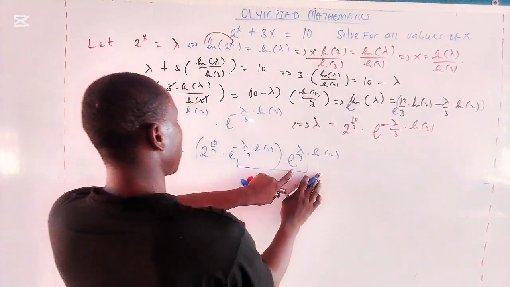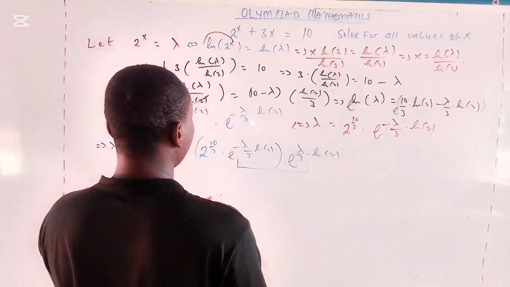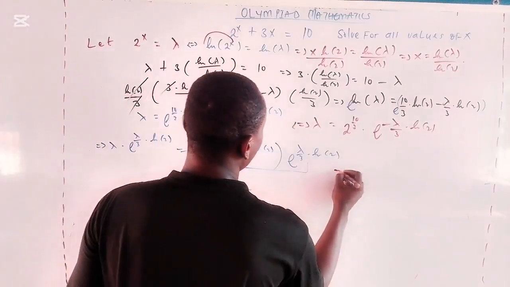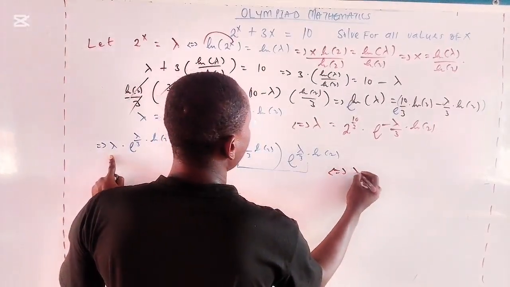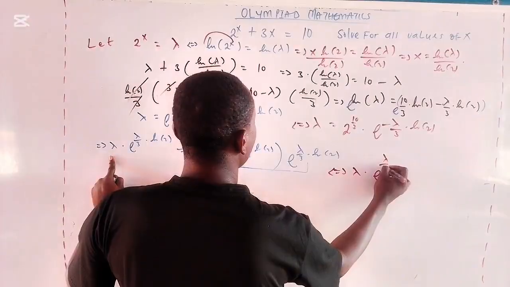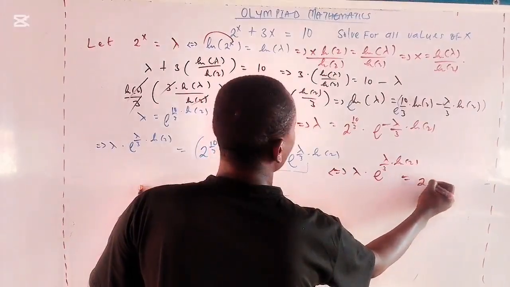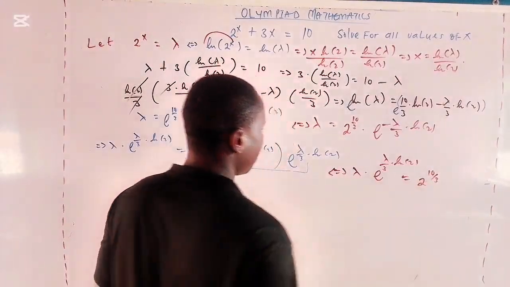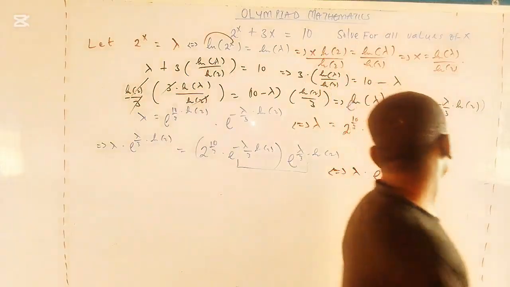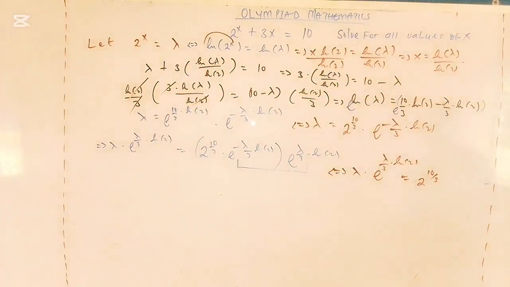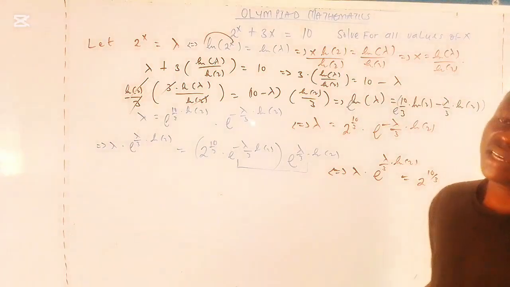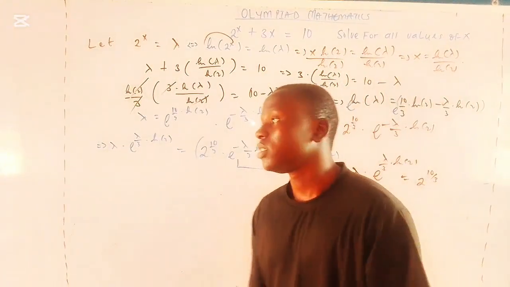So since we got 1 here, we're going to have the following. We're going to have lambda multiplied by exponential lambda over 3 multiplied by natural log of 2, which is now equal to 2 raised to the power of 10 over 3. Now, look at this. You'll be thinking that this is getting more complicated. Is it? No, it's not.